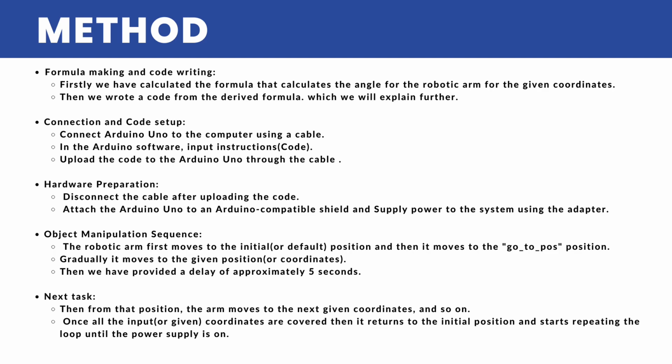Now moving towards our method. Firstly, we have derived the formula that calculates the angles for the robotic arm for the given coordinates. Then we wrote the code in C++ using the derived formula. The code will be explained further.